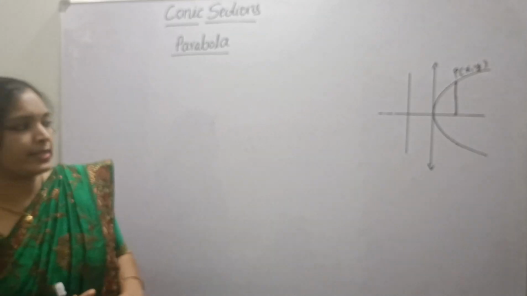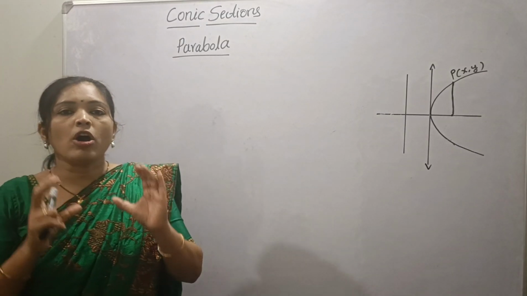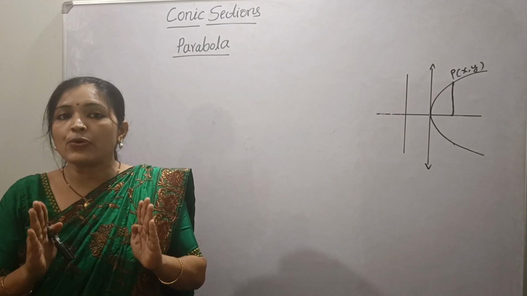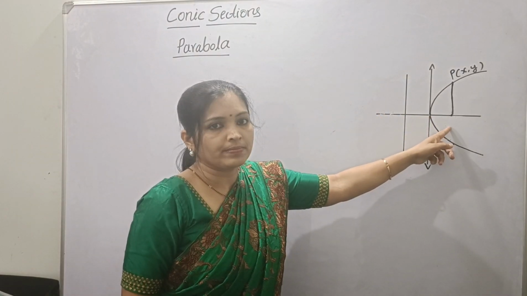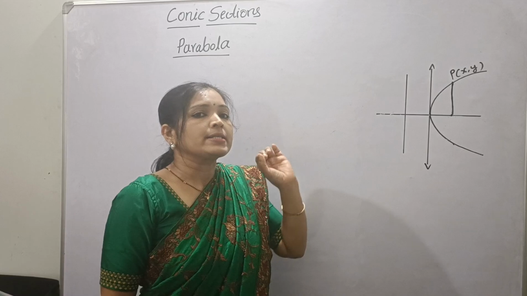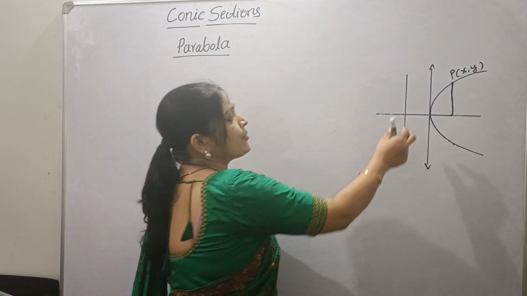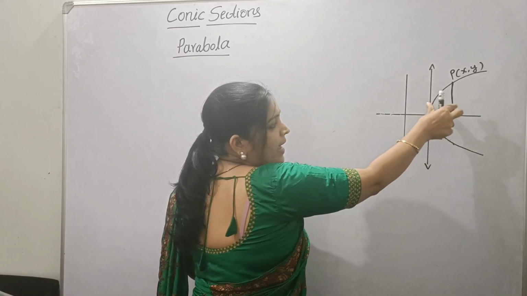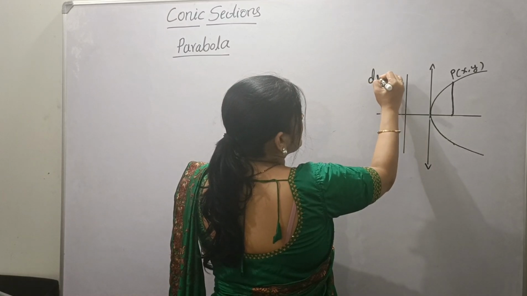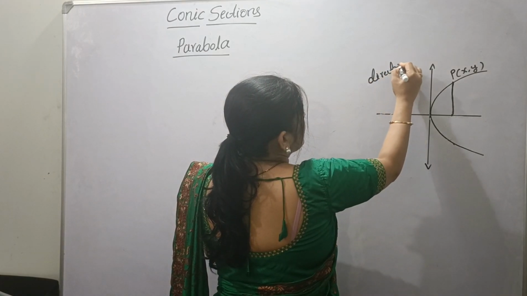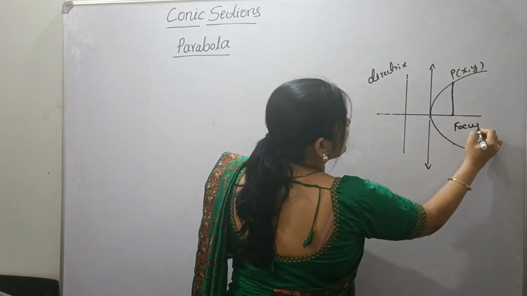Parabola. Okay, next curve. What is a parabola? It is the set of all points in a plane which are equidistant from a fixed line and a fixed point. This fixed line is called the directrix, and the fixed point is called the focus.